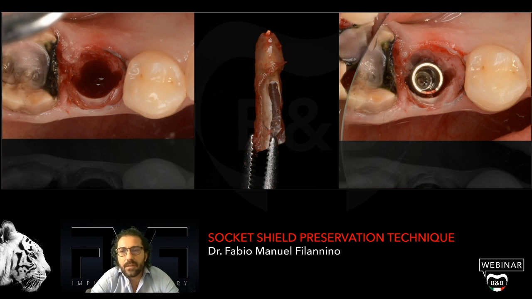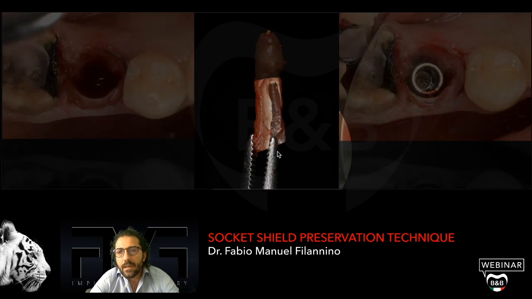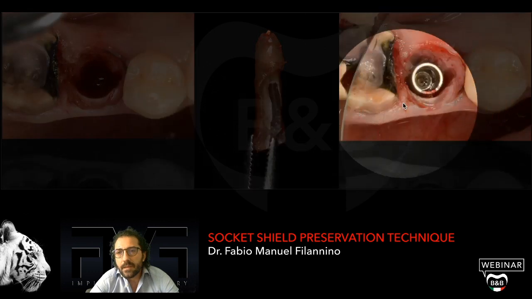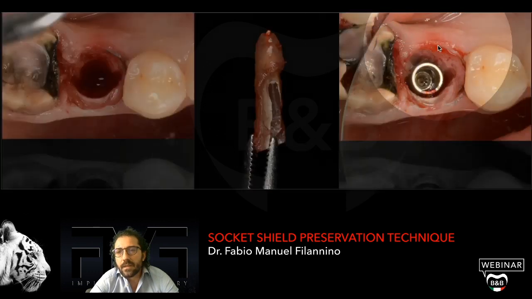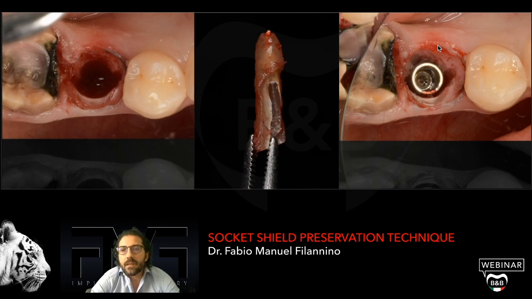But the only difference is that we keep this little part of the original root of the patient to maintain the bundle bone, so the very thin buccal bone that we have in these situations.